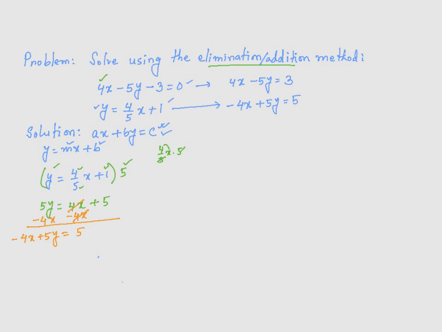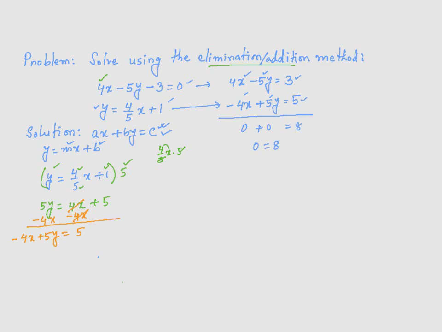Now we notice that in these equations, the x coefficients are the same but with opposite signs. So we can just go ahead and add these two. We want to eliminate x. So positive 4x minus 4x is 0. The same holds true for y as well. y has negative 5 and positive 5 as coefficients. So if we add them, we get 0 too, which is equal to 3 plus 5, which is 8. So 0 plus 0 is 0, is equal to 8.